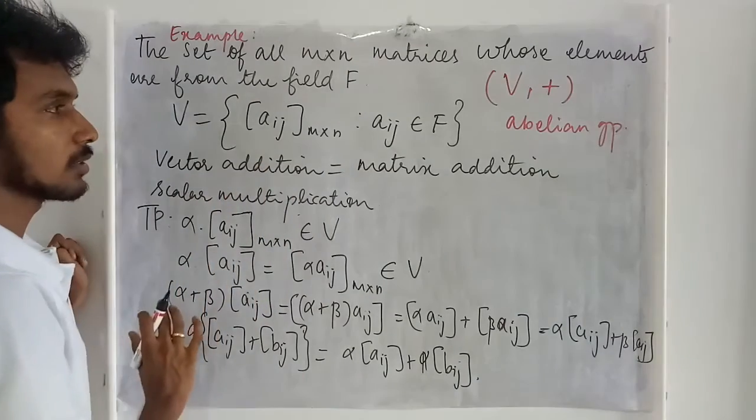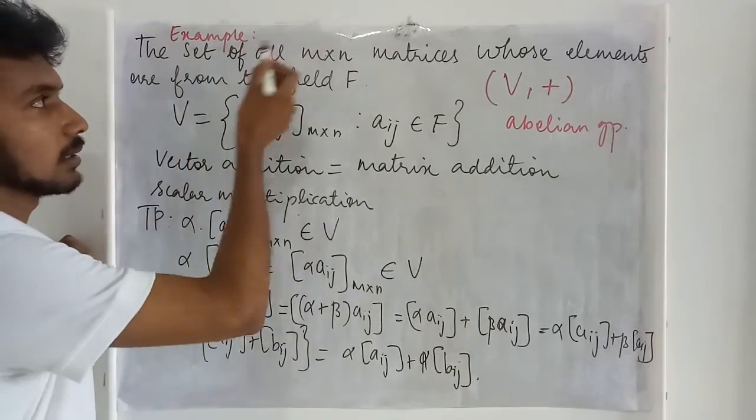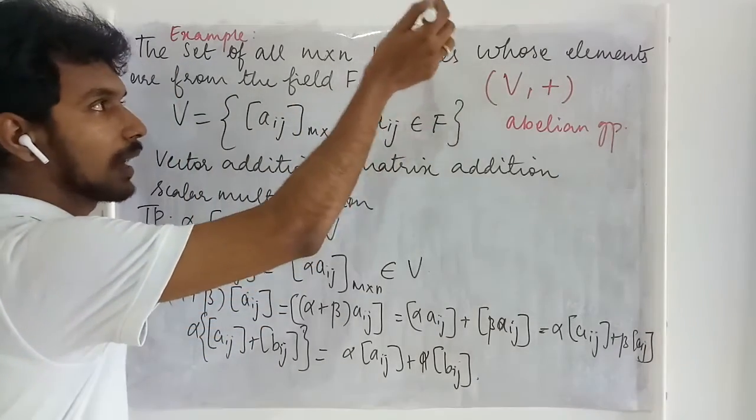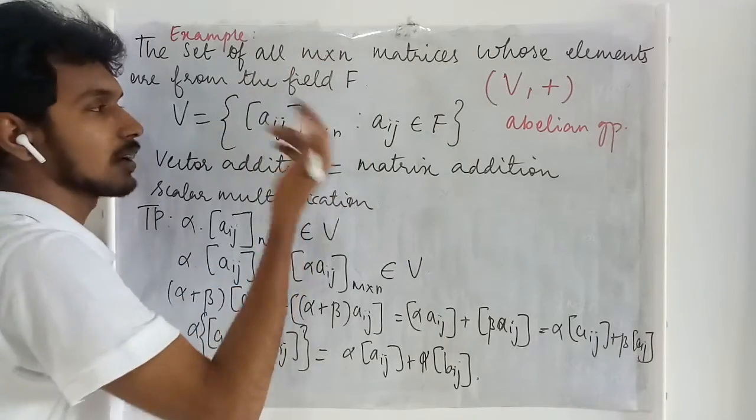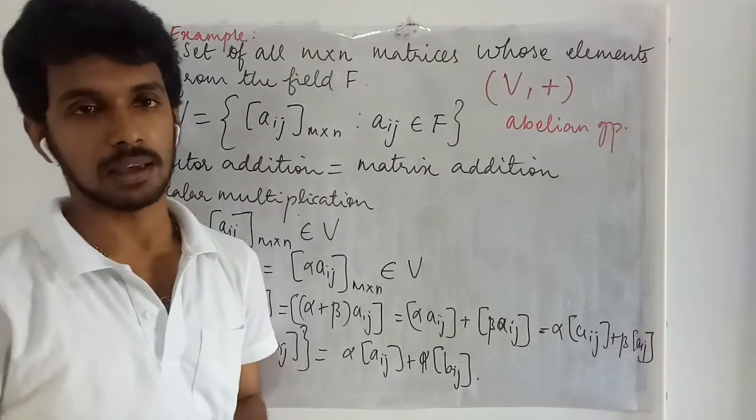Having satisfied all those conditions, you can conclude that the set of all m cross n matrices where the elements are taken from any field F is a vector space over the same field F.